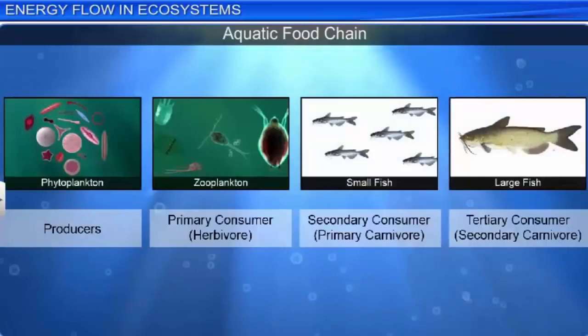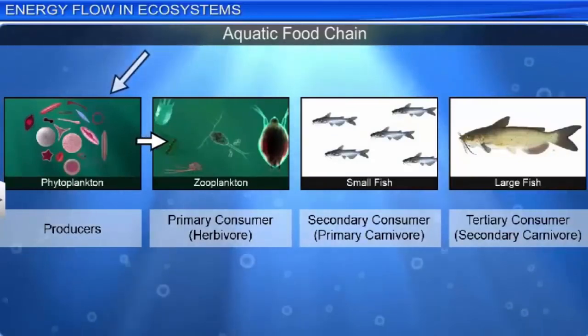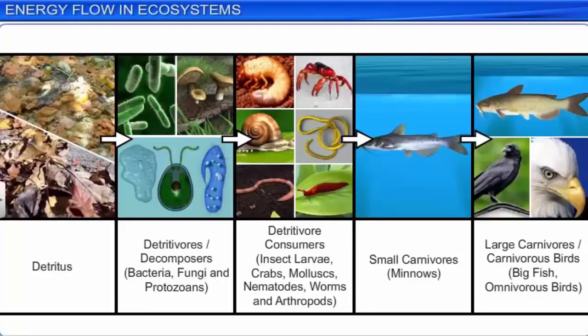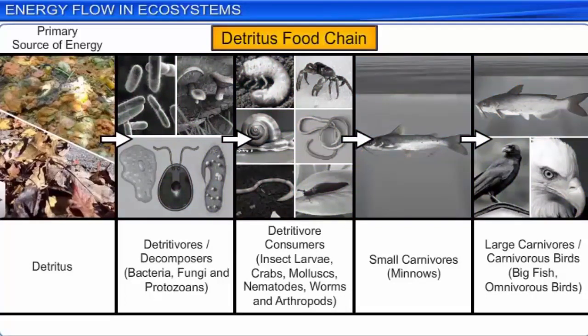Another example of a GFC is an aquatic food chain comprising phytoplankton, zooplankton, small fish and large fish. The second type of food chain, that is the DFC, begins with detritus, or dead organic matter, which forms the primary source of energy.